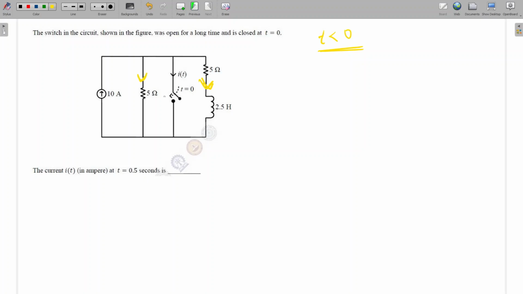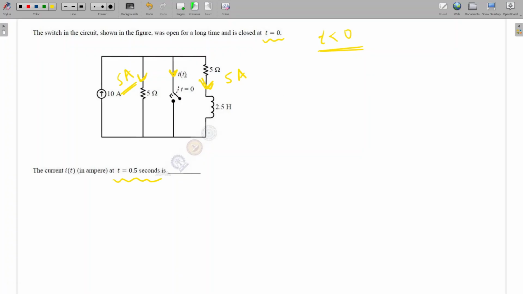For t less than 0, this switch is open circuit. So the 10 ampere will divide 50-50. So 5 ampere it will be, and here also it will be 5 ampere. Okay, so what is it saying? It is saying that at t is equal to 0, we are closing the switch. And what will be the current IT? IT means this current in ampere at t is equal to 0.5 second.